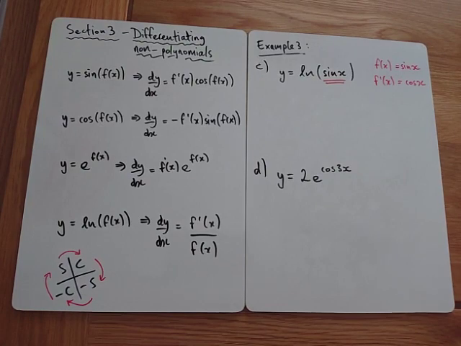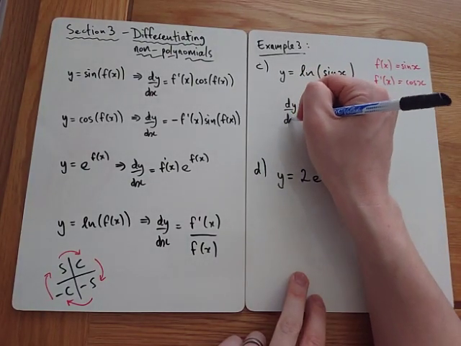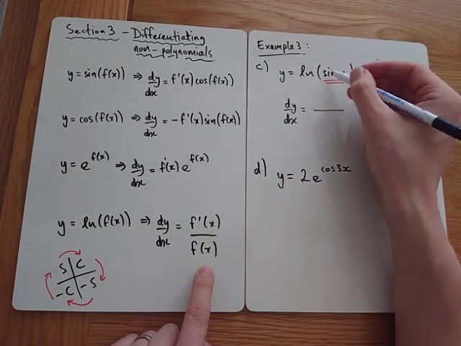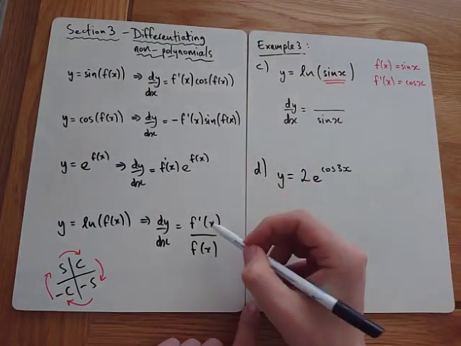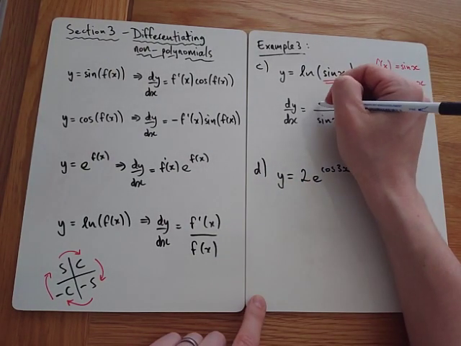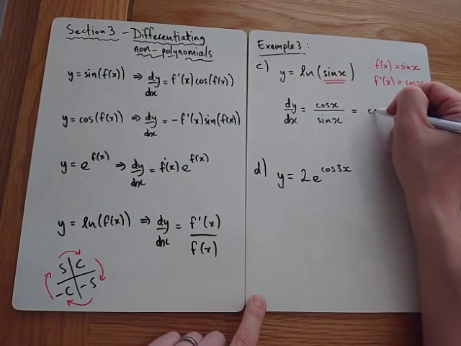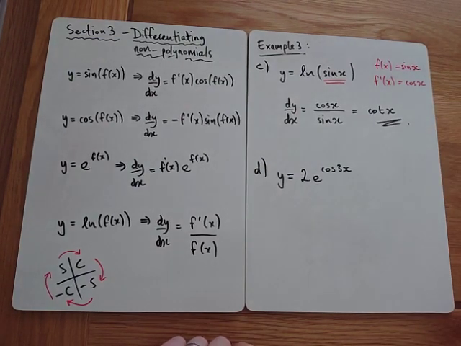cosine of x. So if we apply the rule, dy by dx is the function f of x on the bottom, so sine x, and the derivative on top, which is cos. We could also write that as cot x, but we haven't seen that yet. We'll see that in a few weeks. Cot is 1 over tan. We know that sine over cos is tan. Cos over sine is something called cot.